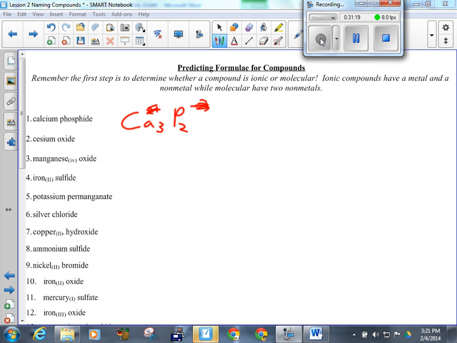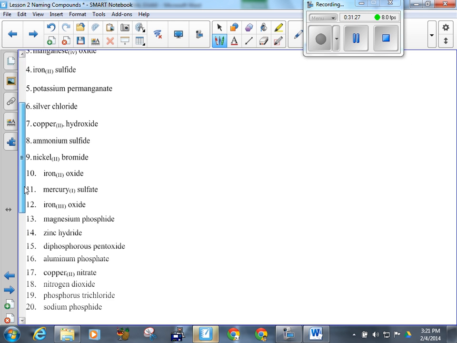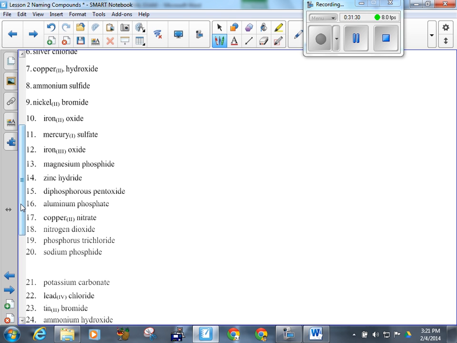All right, remember, you only do the drop and swap for ionic compounds. For a molecular compound, and there aren't any of those on this right here, I think these are all ionic until you get further down, to like 15. Okay, 15 is a molecular compound, diphosphorus, P2, pentaoxide, O5. You're done, right? There's no dropping and swapping on one like that. Okay? All right, keep going there, guys.